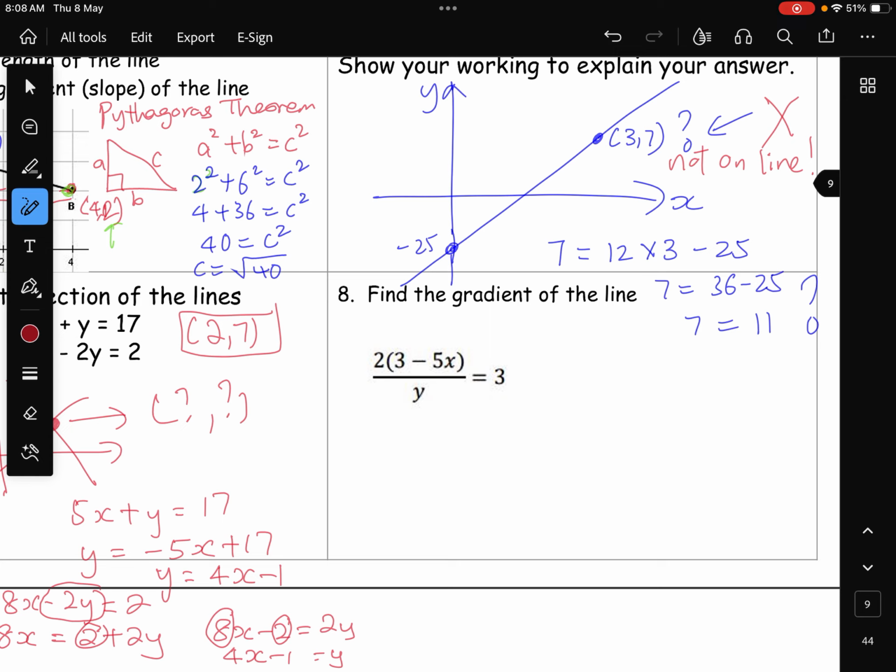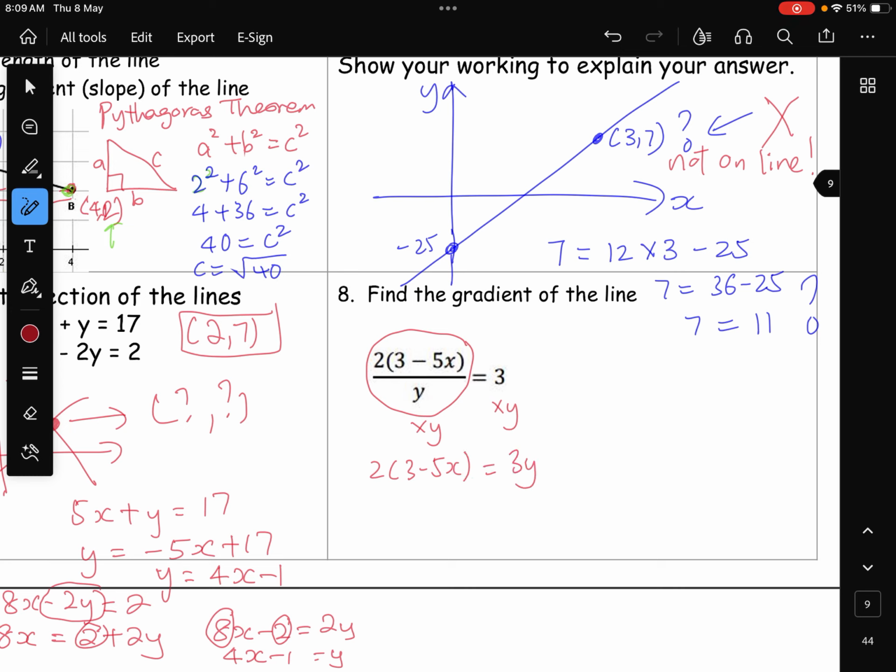Finally, to find the gradient of the line given a very complex equation like this, for this question you may have to rearrange the equation first before you put that onto the GDC to find the gradient. Because it is a fraction, it's not really possible to put this onto your GDC like that, so I suggest that we first manipulate this equation. I'm going to multiply this by y first. The reason is to remove the fraction, so it's going to look something like this.